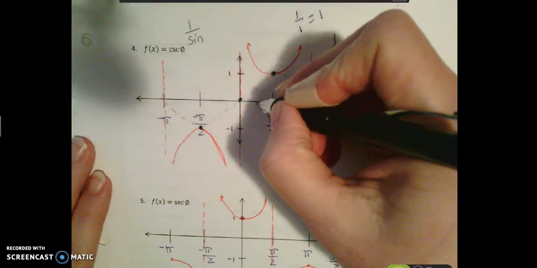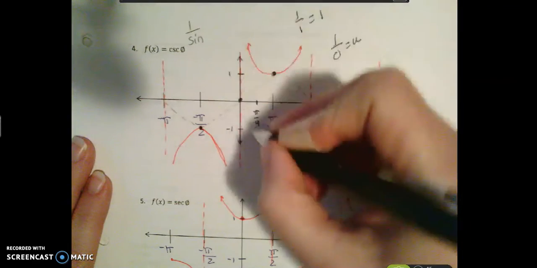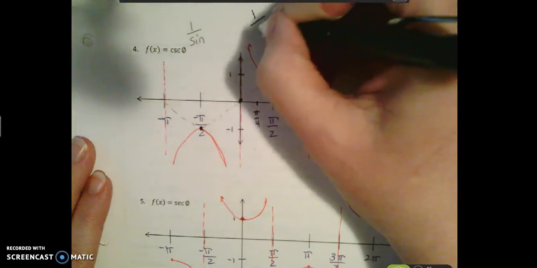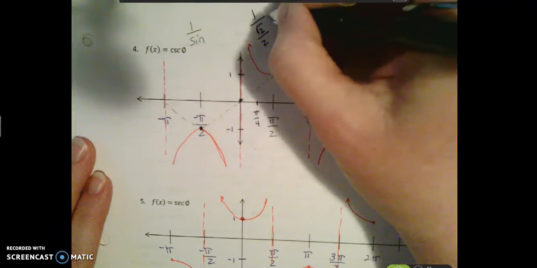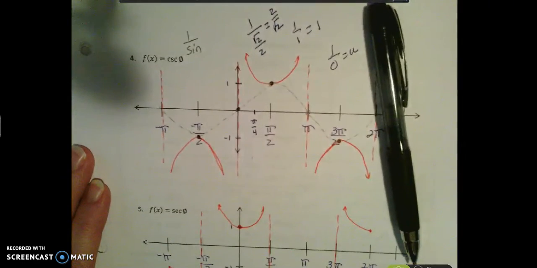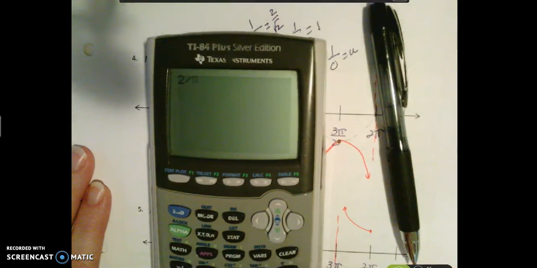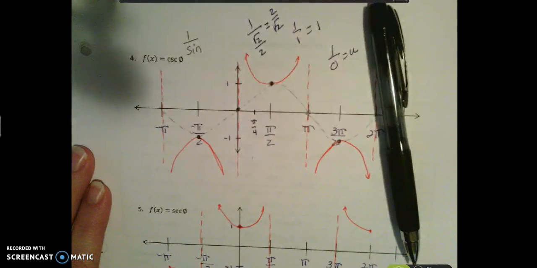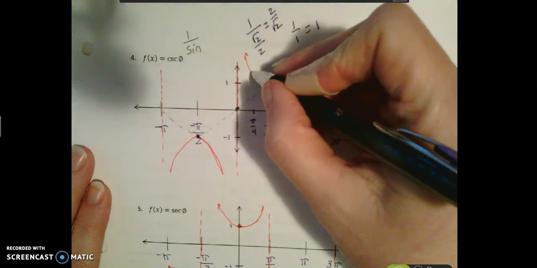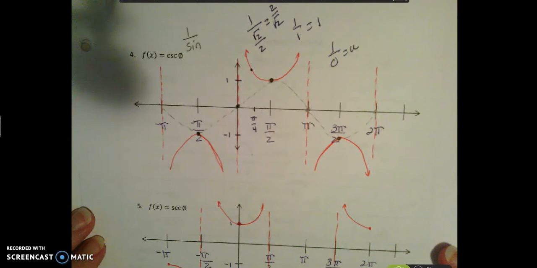So if you can imagine right here, I have pi over 4. And sine at pi over 4 is square root of 2 over 2. So if I do 1 over square root of 2 over 2, that's the same thing as 2 over square root of 2. If I put that in my calculator, 2 divided by square root of 2, I end up with 1.4. So notice on my graph, 1.4 would be up here somewhere. So that's why we're getting these bowls or parabolas on my graph. So that's my cosecant curve.